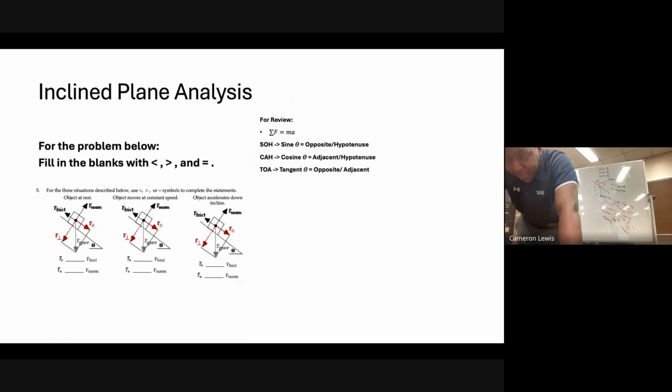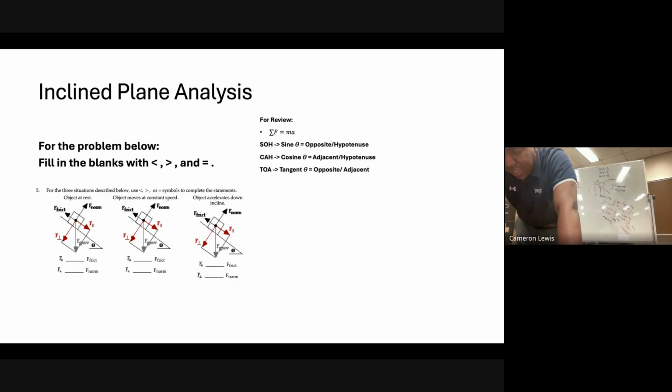Now let's think about this, right? The object accelerates down on an incline. Is the parallel force going to be greater than, less than, or equal to the frictional force? Greater than. Why would you say greater than? Because it's accelerating. Which way is it going? Downhill. So which one is technically winning, the parallel force or the frictional force? Parallel, winner minus loser, right?